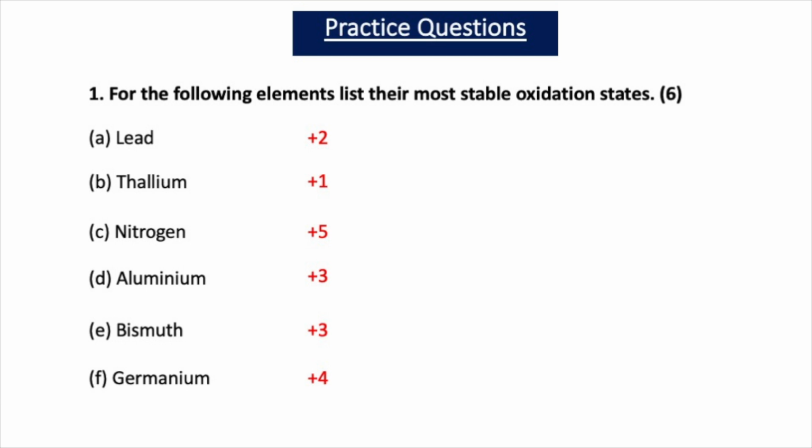Nitrogen is at the top of group 5, so its most stable oxidation state will be +5. Aluminium is towards the top of group 3, so its most stable oxidation state will be +3. Bismuth is at the bottom of group 5, so therefore its most stable oxidation state will be +3 due to the inert pair effect becoming stronger down the group. And germanium is in the middle of group 4, so its most stable oxidation state is +4. 1 mark for each correct stable oxidation state.